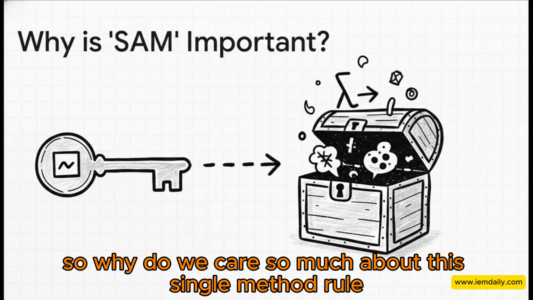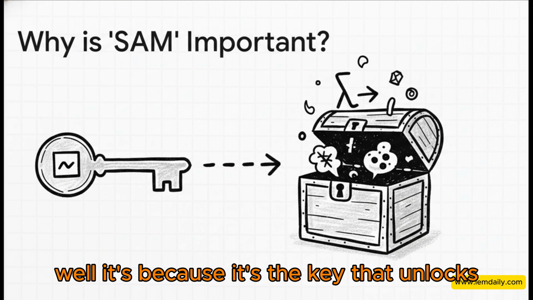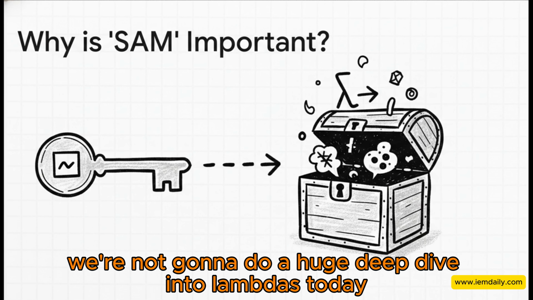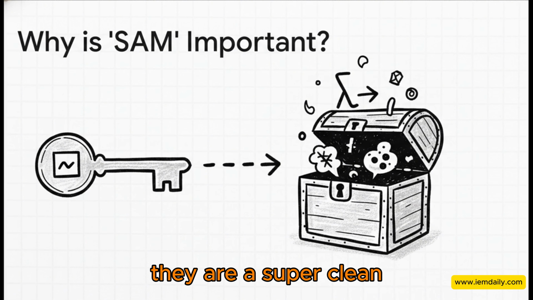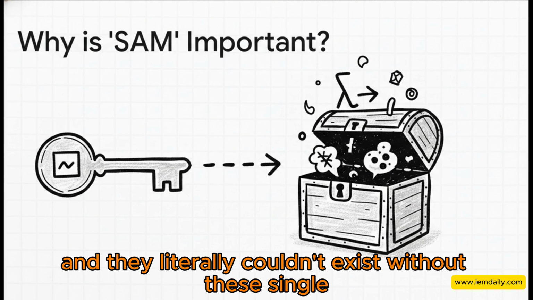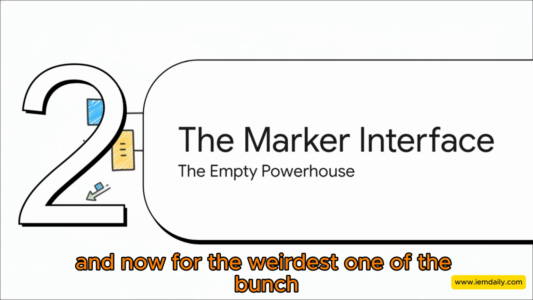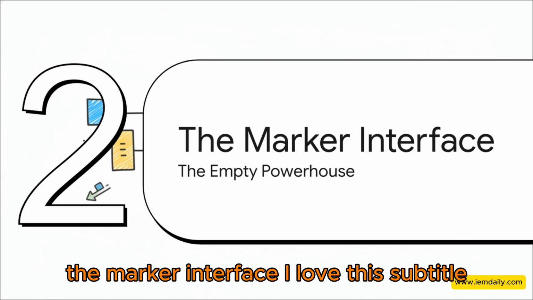So why do we care so much about this single method rule? Well, it's because it's the key that unlocks Lambda expressions. Now, we're not going to do a huge deep dive into Lambdas today, but the main thing you need to know is that they are a super clean, concise way to write code, and they literally couldn't exist without these single-method functional interfaces.